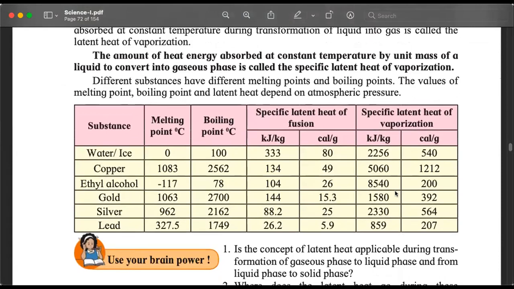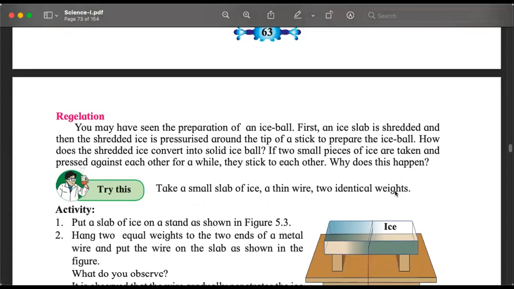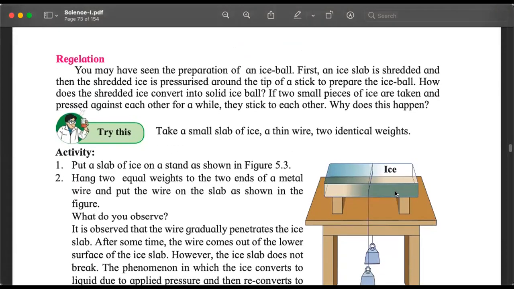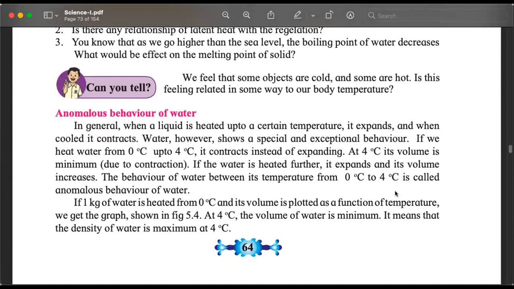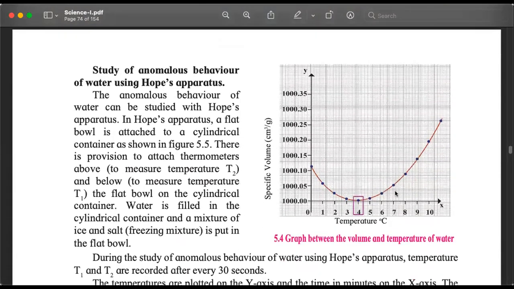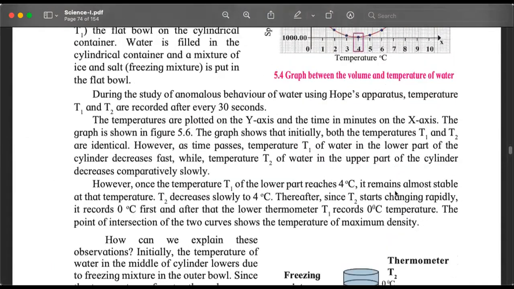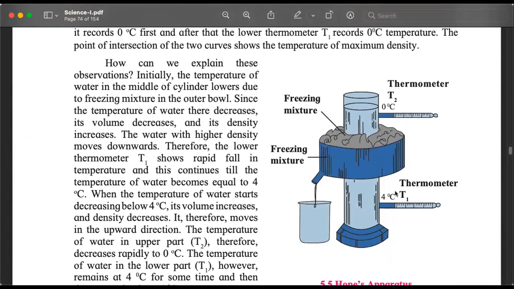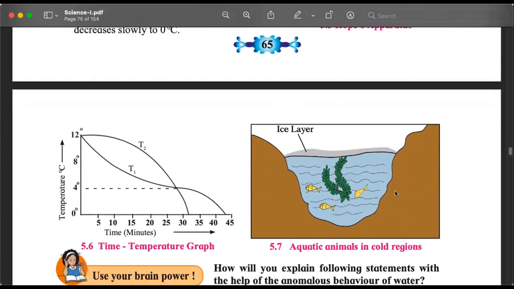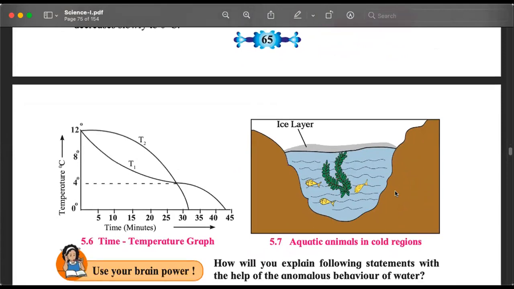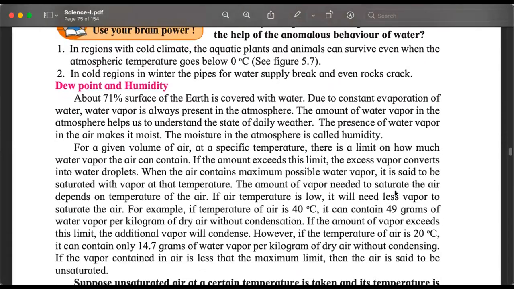There are values to remember. Very interesting concept, which is called regulation. Anomalous behavior of water. More graphs, more line graphs. Very interesting apparatus, which is called Hope's apparatus. When we do this experiment, we will have another interesting graph, two line graphs interacting with each other, intersecting each other. Then we will study about dew point and humidity. Why do we sweat, why does dew form, why does fog form.